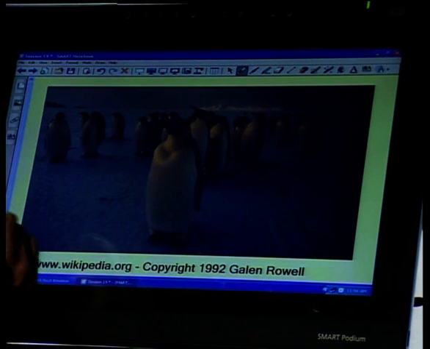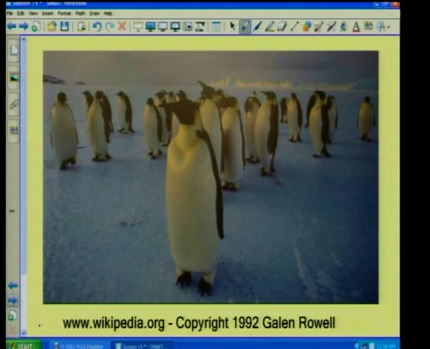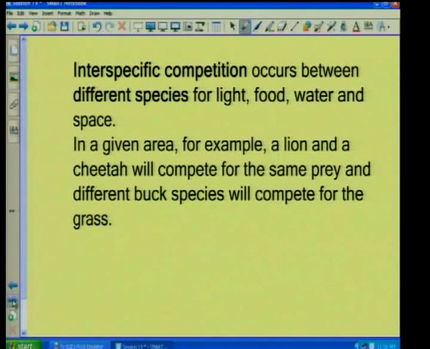Okay. Here I've taken a picture from Wikipedia, and this copyright is held by Galen Royal. He took this photo of penguins, and penguins also, they live in the middle of nowhere on ice, but they still have their little environment, and they still have their pecking order, so to speak, and you're going to have your strongest males fighting for the females.